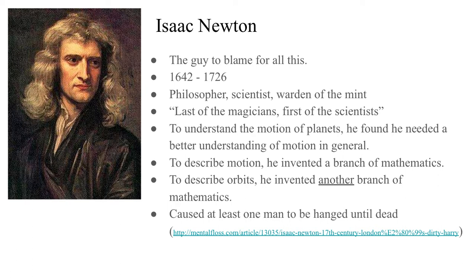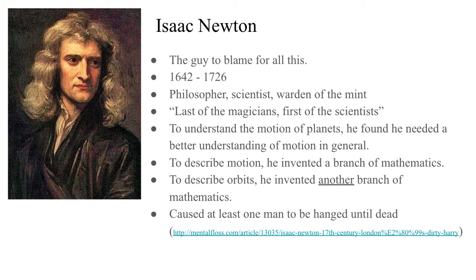He was a philosopher and a scientist. He was the warden of the mint. Someone once called him the last of the magicians and the first of the scientists. He was into the occult. He studied the Bible as assiduously as he studied planetary motion. He was looking to organize the world, to make what he called a system of the world. And he made a lot of progress, and there's a reason why his fingerprints are all over things we're going to be doing.